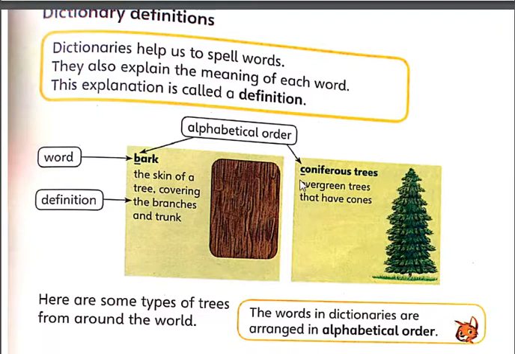Okay, then we go to coniferous trees. What are coniferous trees? They are evergreen trees that have cones. Okay, I think evergreen trees means that they don't go pale or yellow, and they don't drop leaves. They are evergreen. Okay, they stay green most of the year. So let us go back to our lesson, page 78, and read the lesson and see what else we need to know.